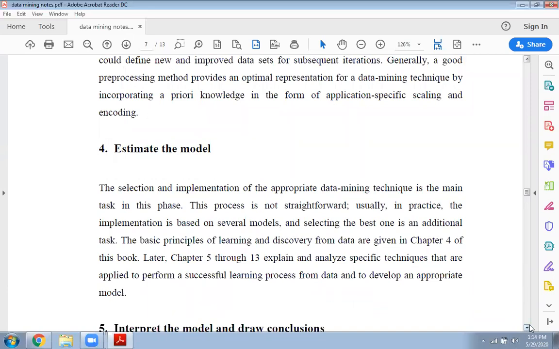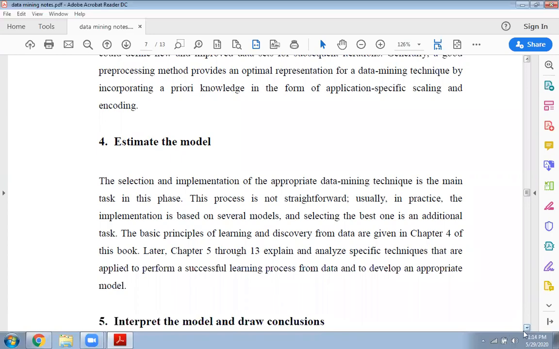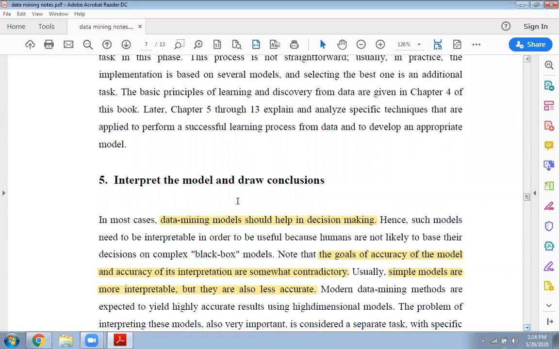And once the model is built, then what happens? Then you have to interpret the model and draw conclusions. The data model should help in decision making. Whatever results the model produces should be interpretable and understandable, and should help in decision making. The goals of the accuracy of the model and the accuracy of its interpretation are somewhat contradictory.